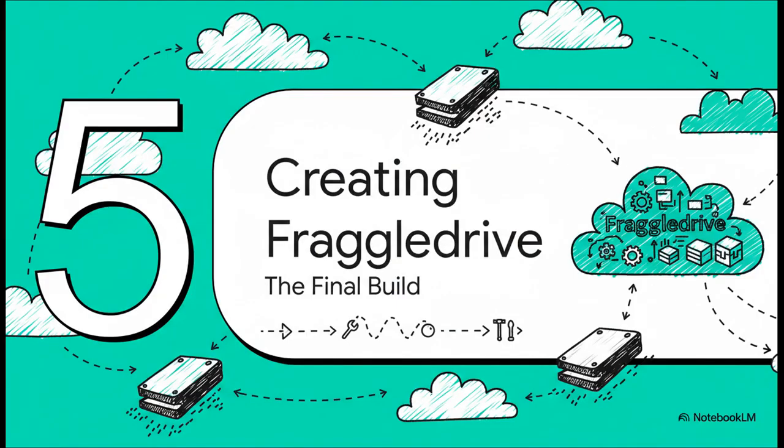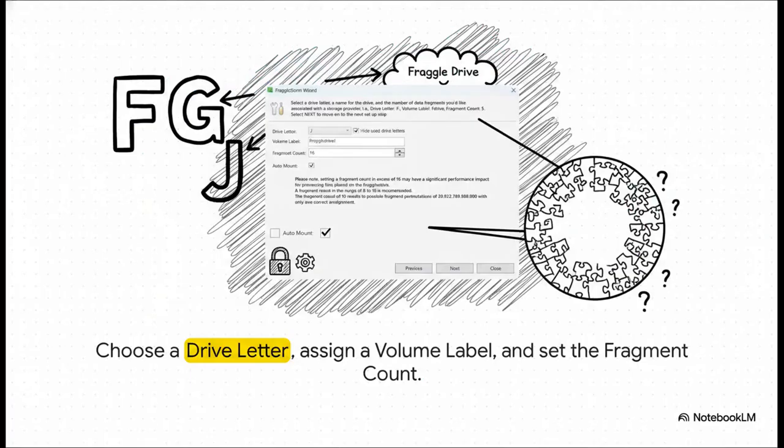All right, our storage is all connected. Now it's time for the really exciting part, actually building the virtual Fraggle drive. Okay, so here you get to pick any available drive letter you want for your new drive, give it a name, and we highly recommend you check that auto mount box. That just means your drive will be ready and waiting for you whenever you're logged in.